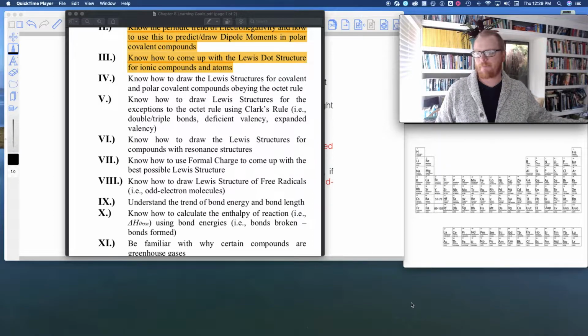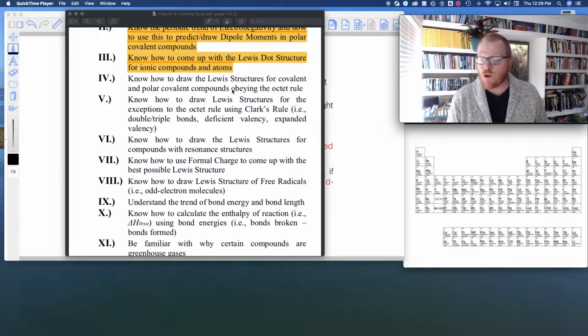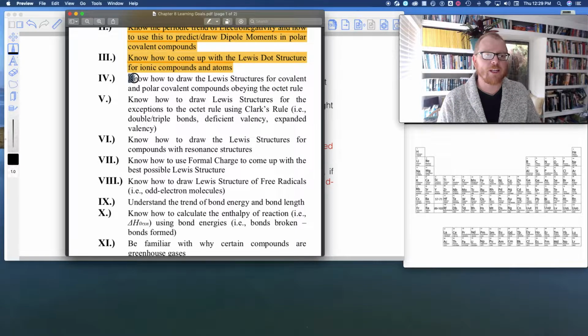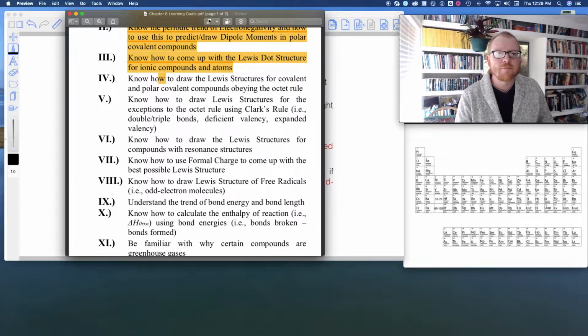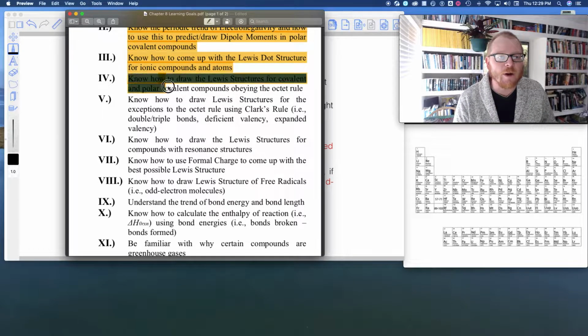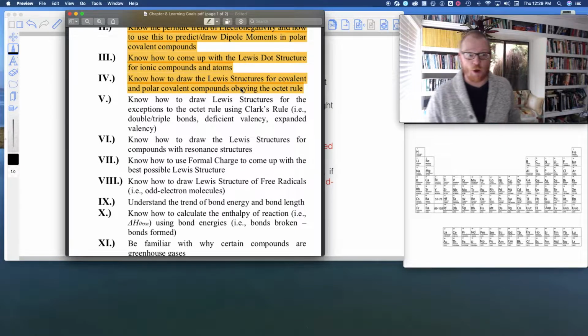All right. So, learning goals. Okay, so we've gone through drawing Lewis structures for covalent and polar covalent compounds. What I'm going to continue along with here, assuming that I know what I'm doing on my computer. We've started getting into the Lewis structures of covalent and polar covalent compounds, obeying the octet rule.